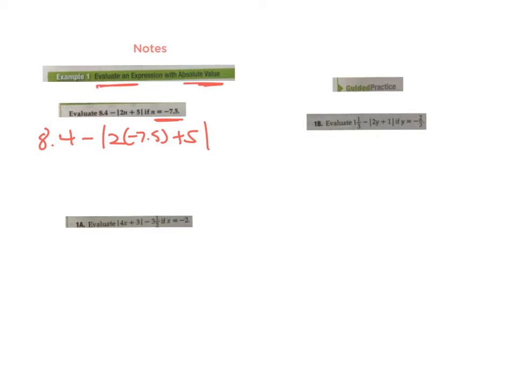So what I want to be able to do, I need to work inside the absolute value signs first. So I'm going to do the multiplication, which is going to be negative 15 plus 5 inside the absolute value signs. And then I'm going to finish that off. That'll become a negative 10.